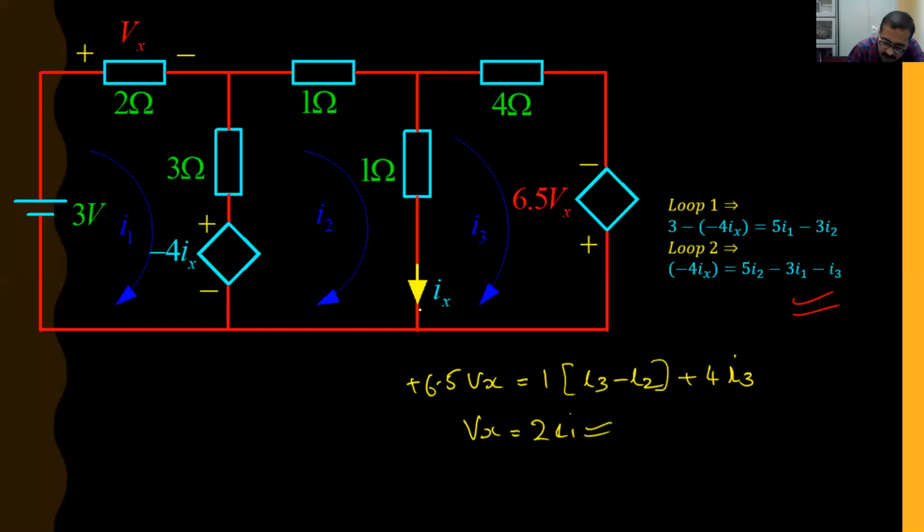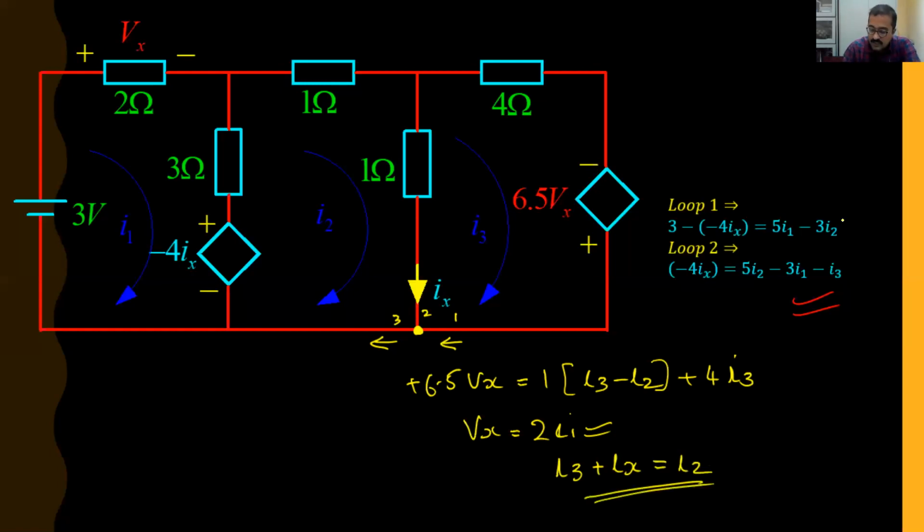Now what about this current Ix? So consider this node here. I3 is entering, and I2 is leaving this branch. This particular node has only 3 branches, right? Let me mark them as 1, 2, and 3. Through branch 1, I3 is entering the node. Through branch 2, current Ix is entering the node, and through branch 3, the current I2 is leaving. So sum of currents entering must be equal to sum of currents leaving. That means I3 plus Ix equals I2.